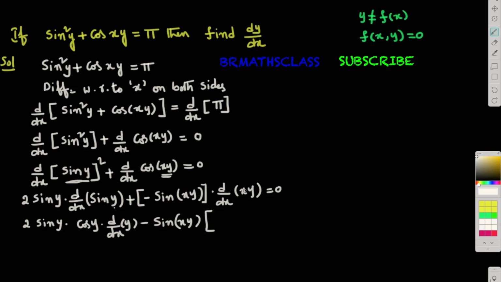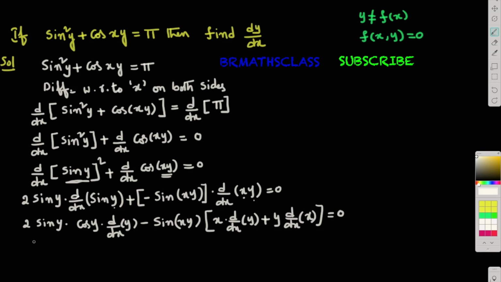How to differentiate here d by dx of xy? Product of two functions are there. You use product rule. What is product rule? First function x into derivative of second function, d by dx of y, plus y into d by dx of x. We applied product rule. D by dx of xy is x into derivative of y plus y into derivative of x equal to 0.